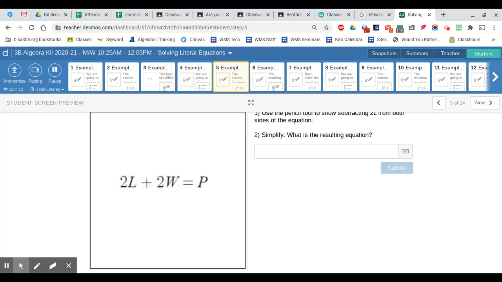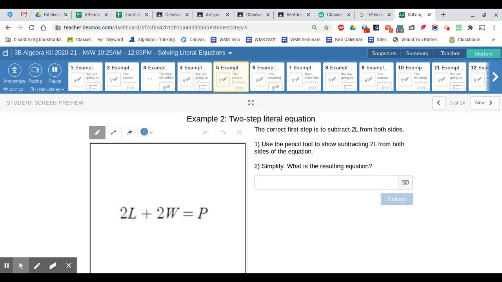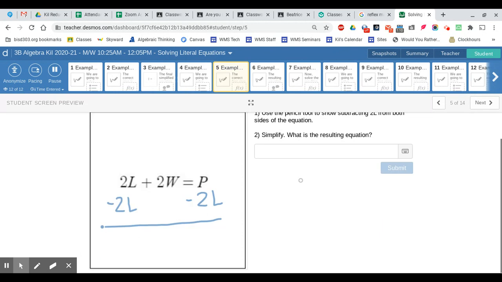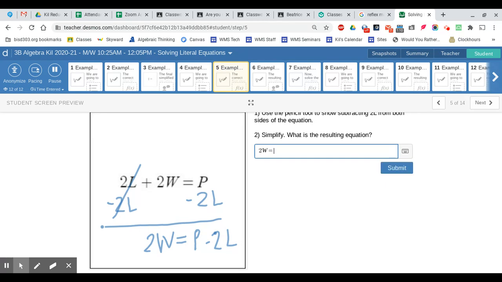And then the next slide is where you actually do the work. So minus 2L, minus 2L. So what's left after we do that? Well, 2L minus 2L go away, making 0. So we only have 2W on the left. And then on the right side, we have P minus 2L. So this is the resulting equation that you write in this spot right here. 2W equals P minus 2L.